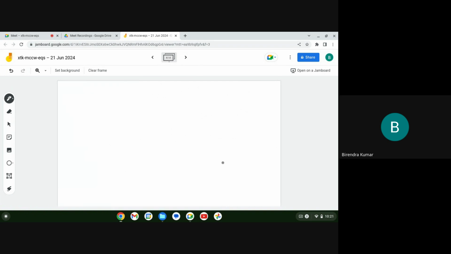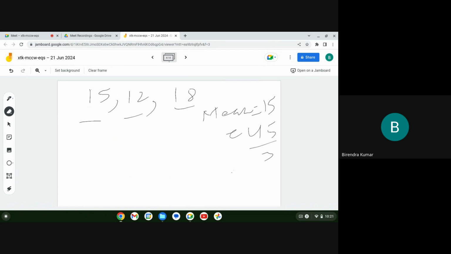So let's do it for a simple sum. Whatever I have said, let's try finding out the range and the variance. Let's look at three numbers. Let's say 15, 12, and 18. Now, first of all, what is the mean or the average? This plus this, 45 by 3. My mean is 15. So I got my mean as 15.